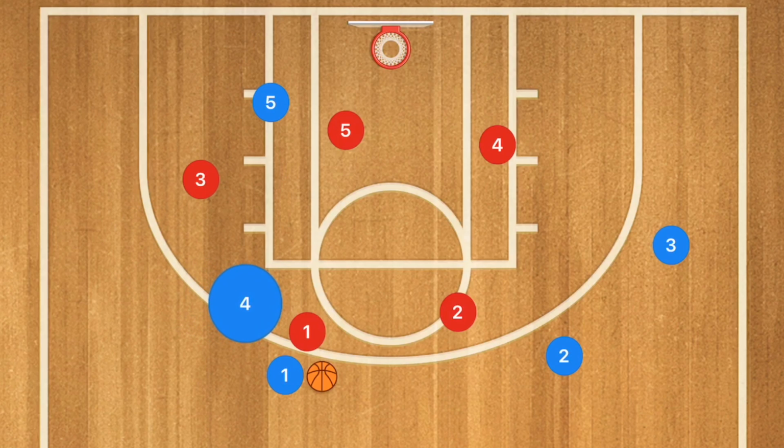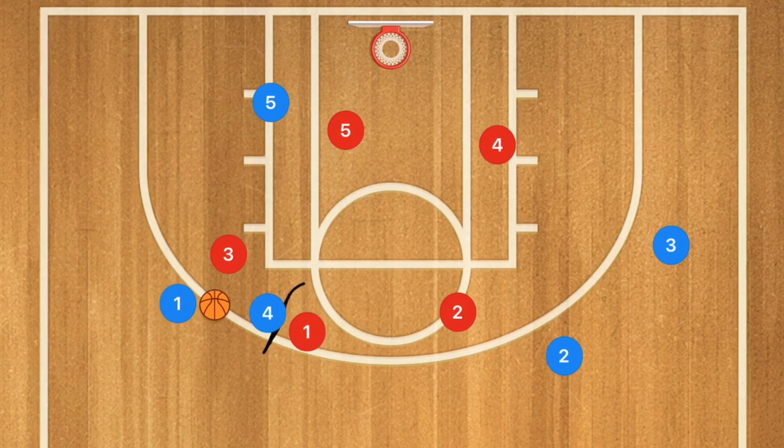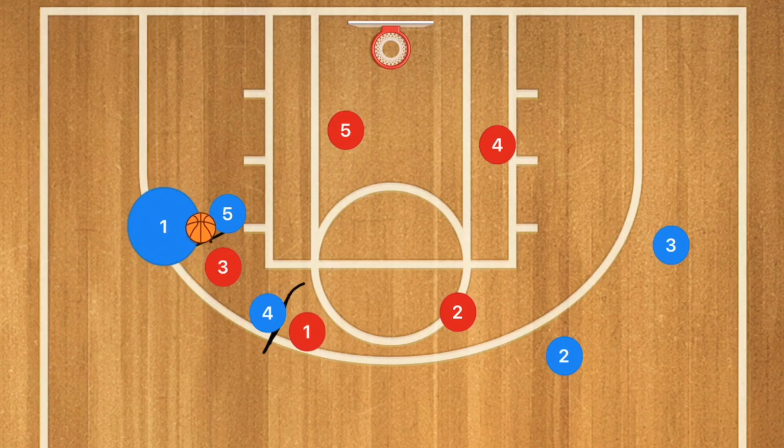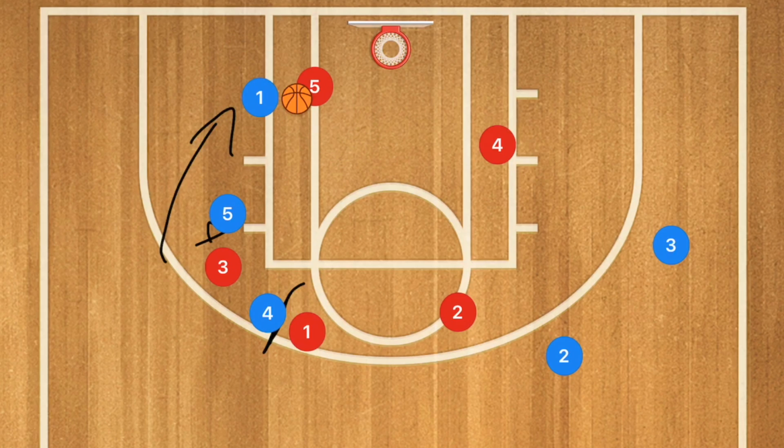Now, another play that you can use is this one. Player 4 is going to set a screen on player 1, and that's going to be bringing player 3 up. We can have player 5 set a screen on player 3, and player 1 is going to be driving towards the rim. Obviously, this is going to be bringing player 5 down to defend player 1 from getting that basket.